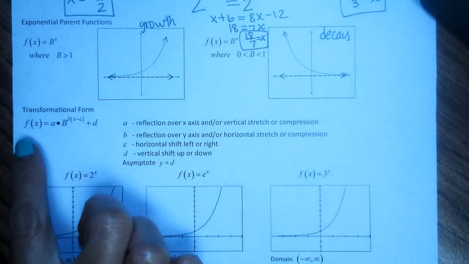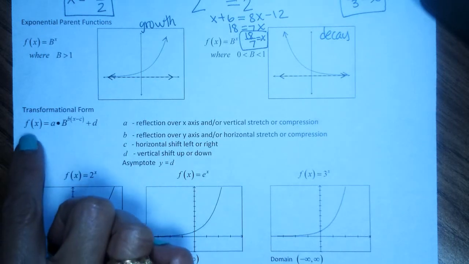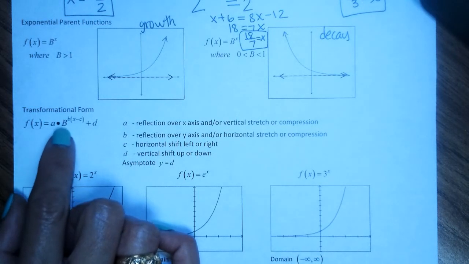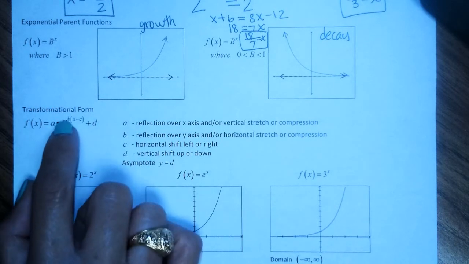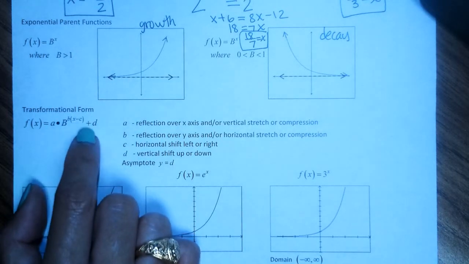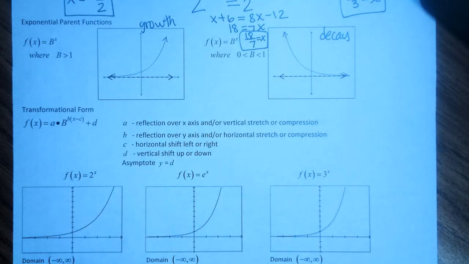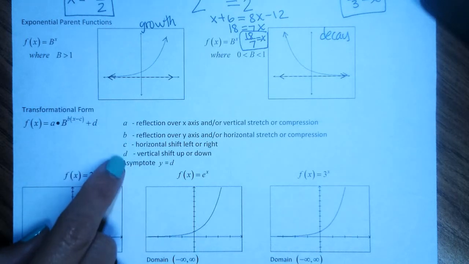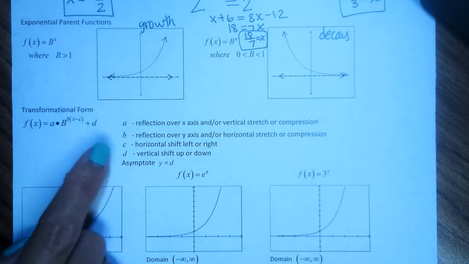So here's the general transformations. We will have f of x equals a times b, which is the base, raised to lowercase b, x minus c plus d. A, B, C, and D are all the transformations that can be applied to the function. And like always, A and D are going to be vertical transformations. B and C are going to be horizontal transformations.